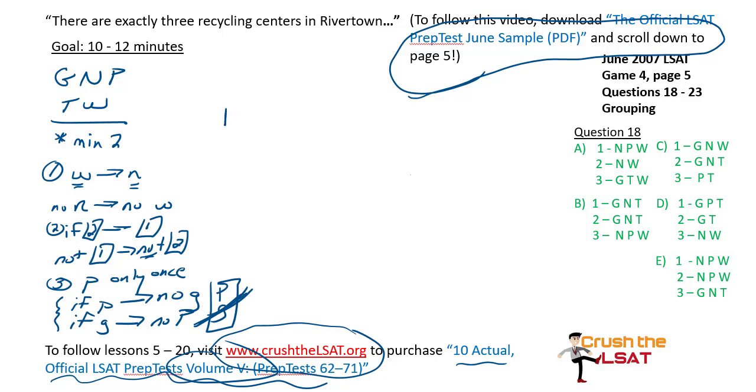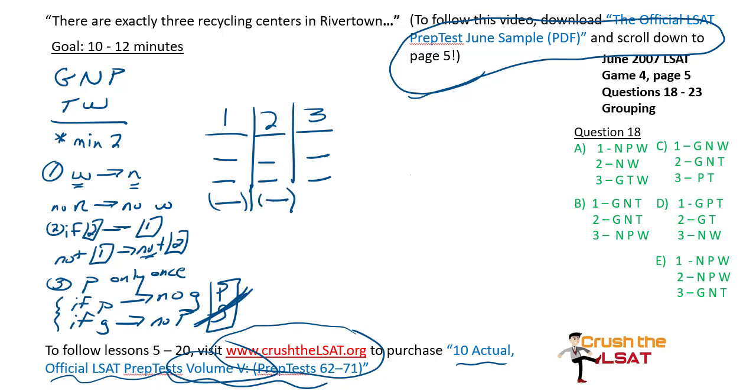So we're going to have centers 1, 2, 3, okay. And then within each of the centers, we have at least two materials and perhaps a third. And since this is a maybe, I'm going to write parentheses around each of those spaces. So that's going to be our master sketch, and then we're going to apply the rules and combine the rules as we put rules into the diagram.